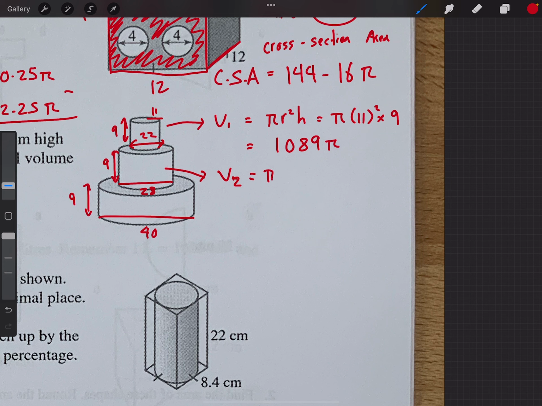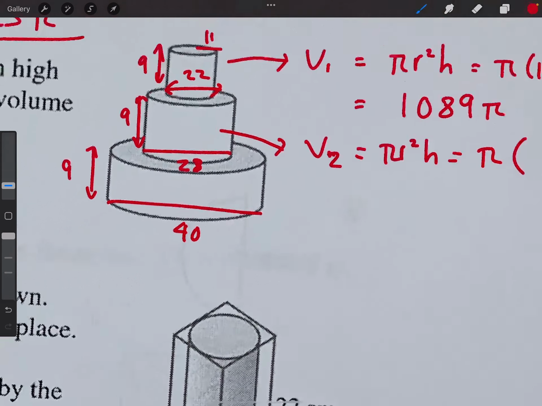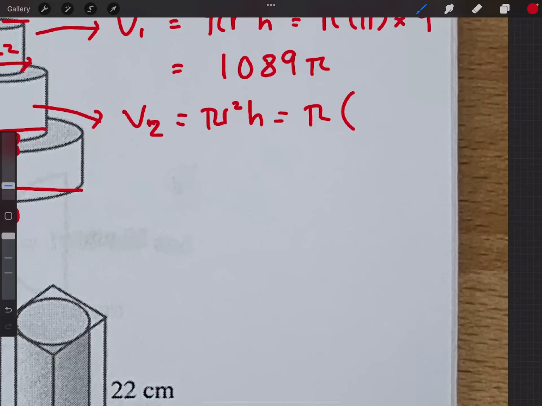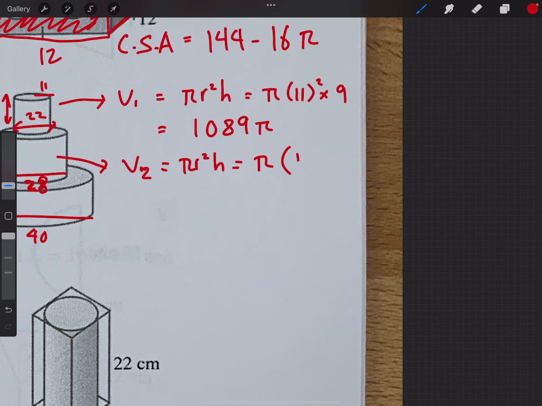Now let's find V2. V2 again is pi r squared times the height, which means pi times, let's see what the radius is, because we need to find r. Now the diameter is 28, so the radius must be half of that, which means it's 14. So that's going to be 14 squared times 9. Put that into the calculator, 14 squared times 9, and you're going to get 1764 pi.